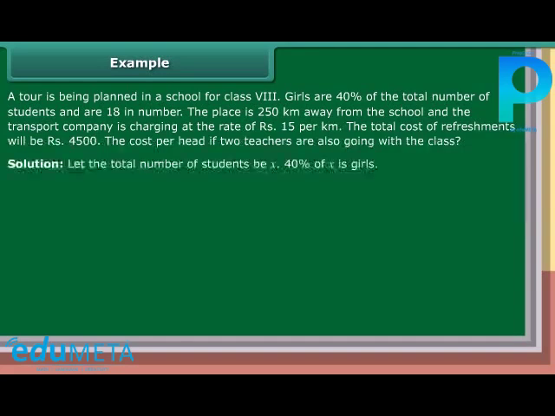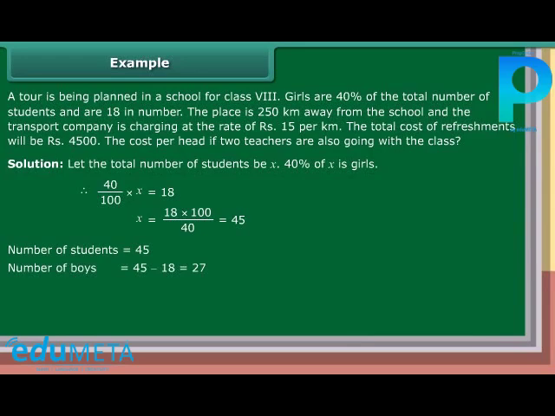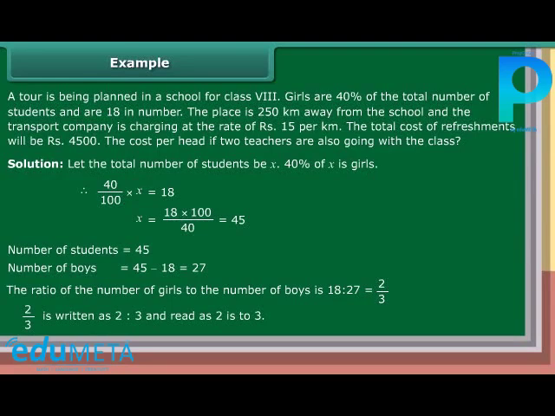Solution: let the total number of students be X. 40% of X is girls. Therefore, 40/100 × X is equal to 18. X is equal to 18 × 100/40, which equals 45. Number of students is equal to 45. Number of boys is equal to 45 - 18, 27. The ratio of the number of girls to the number of boys is 18:27, which is equal to 2/3. 2/3 is written as 2:3 and read as 2 is to 3.